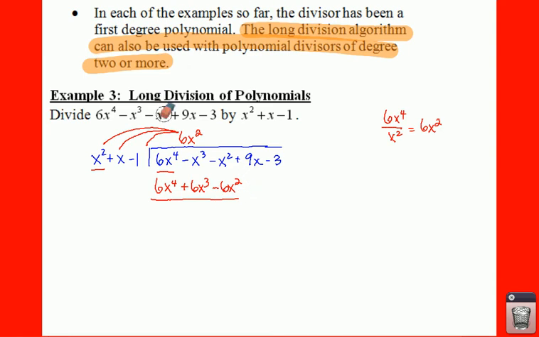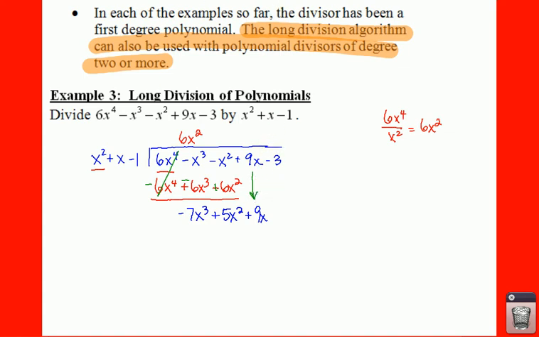We have to subtract everything. When you subtract everything, you need to change your signs on everything in the red row. So negative, plus. Cancel. You get a negative 7x to the third plus 5x squared plus 9x. Can't bring down your 3 yet, so you can only bring down the 9x.